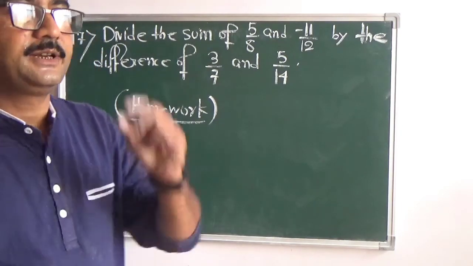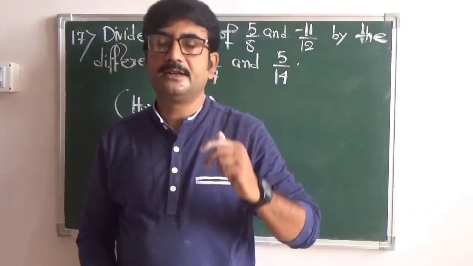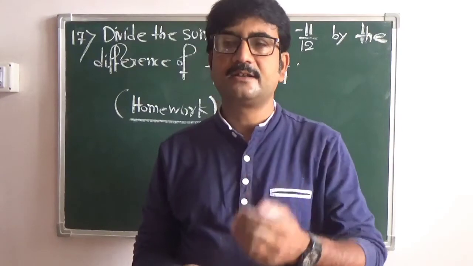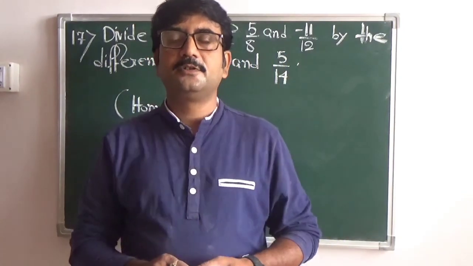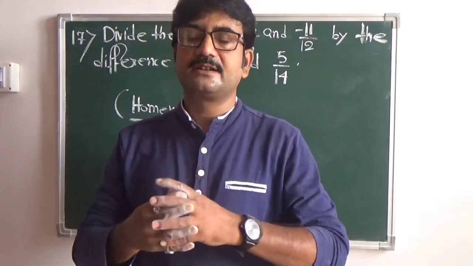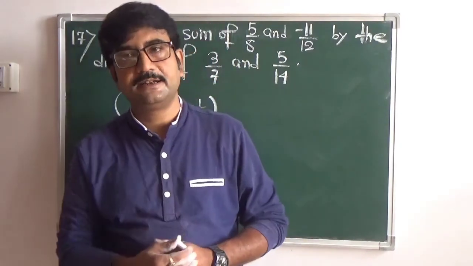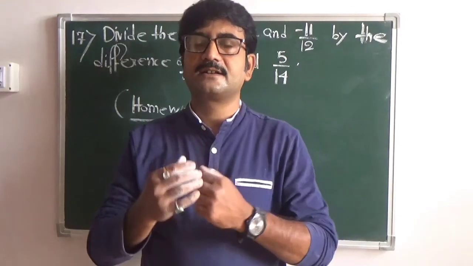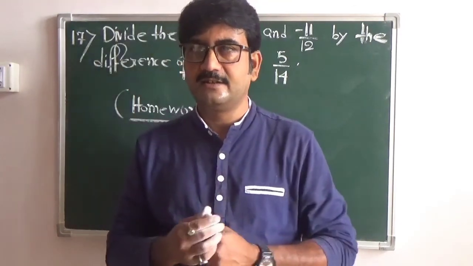Right? So today we have solved the problems based on the multiplication and division operations of the rational numbers. Next class we will be dealing with representation of the rational numbers on the number line as well as finding rational numbers between any two rational numbers.